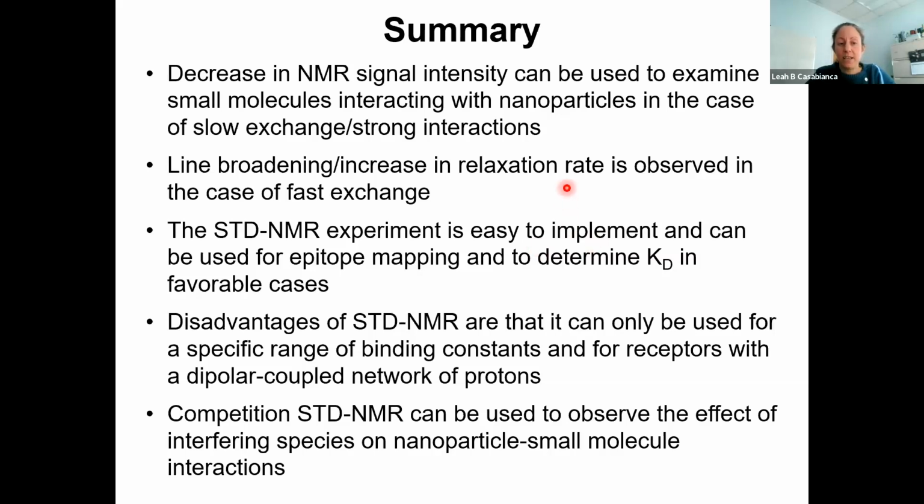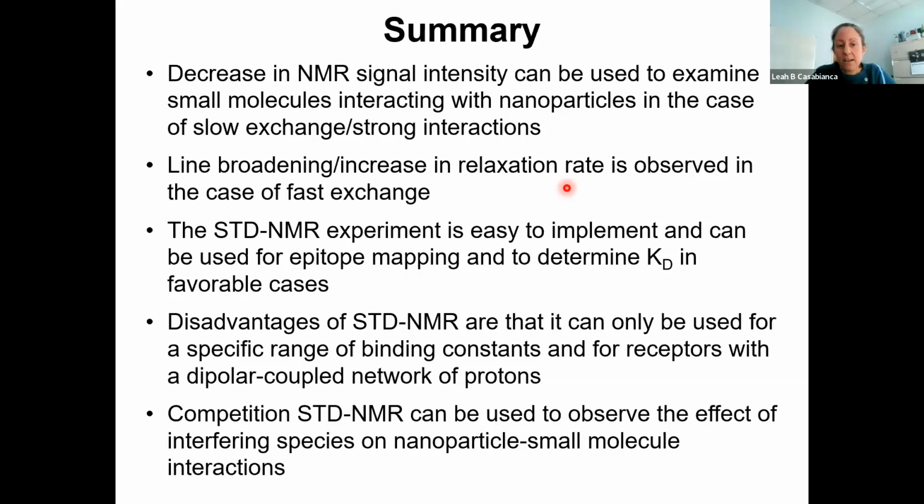And the STD NMR experiment is a very simple experiment to set up. It's very elegant. It can be used for epitope mapping, so we can gain structural information in an indirect manner. And also in favorable cases, we can use it to determine binding constants.